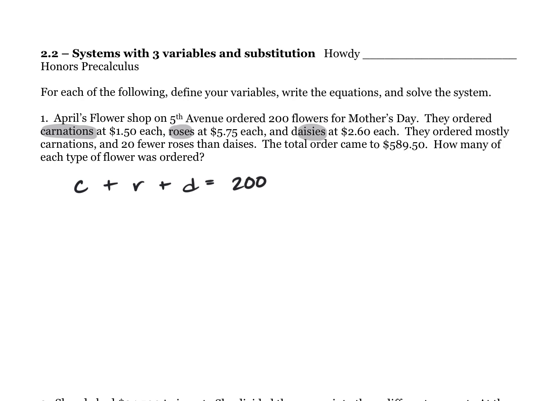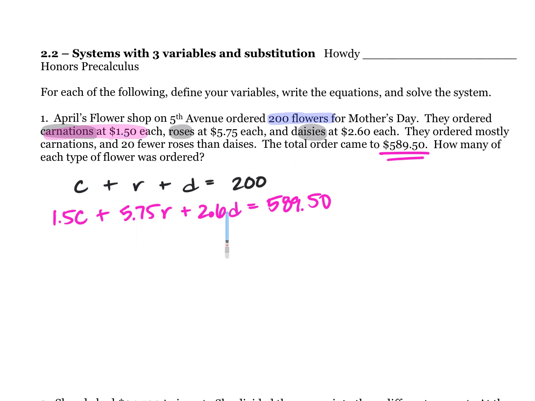That's excellent, sir. Okay, so we're talking $1.50 for every carnation, $5.75 for every rose, $2.60 for every daisy. Is there any other info that we haven't used? They ordered mostly carnations, 20 fewer roses than daisies. 20 fewer roses than daisies. I'm here to tell you, we all mess up where the minus 20 goes.